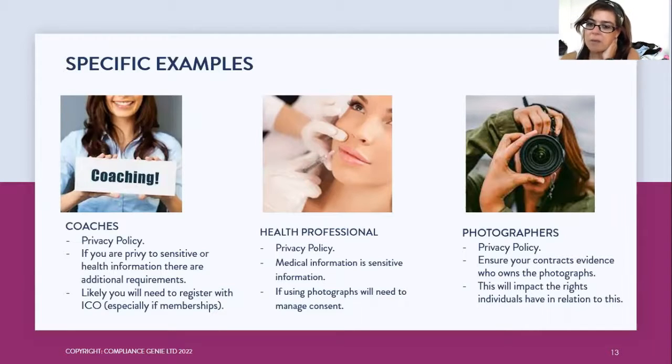Photographers, you'll definitely need a privacy policy, and ensure your contracts evidence who owns the photographs. Obviously someone's paying you for that, but just think about, are these people happy for you to use it in your marketing?